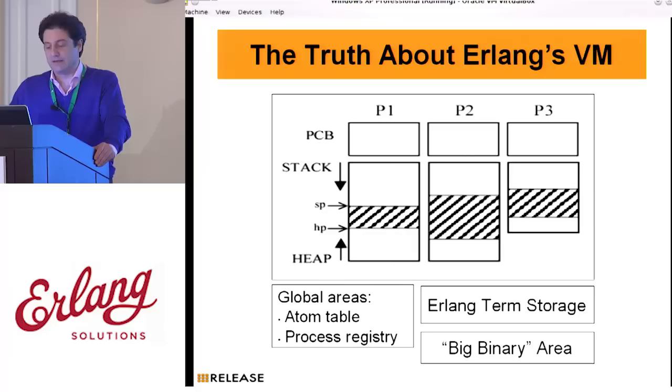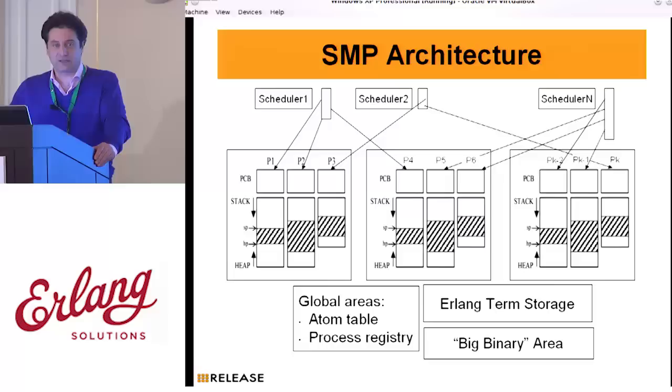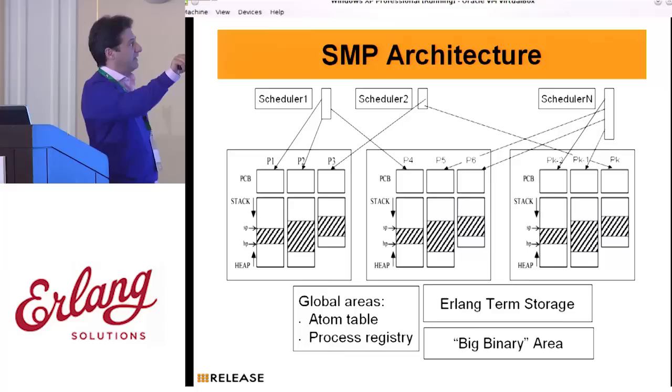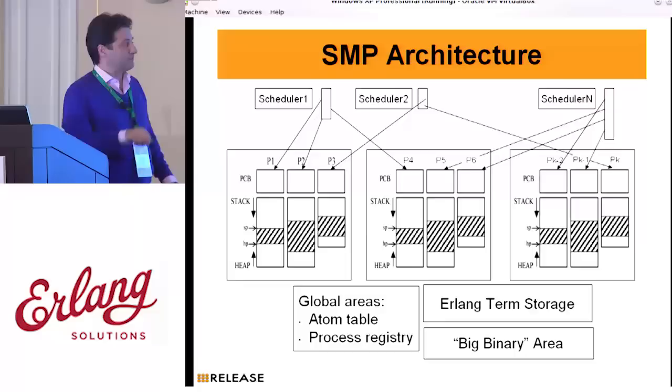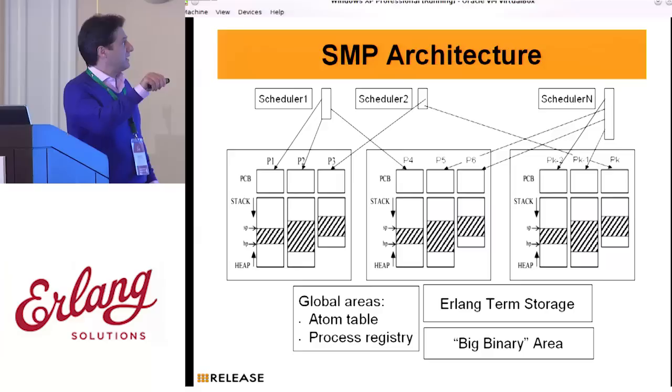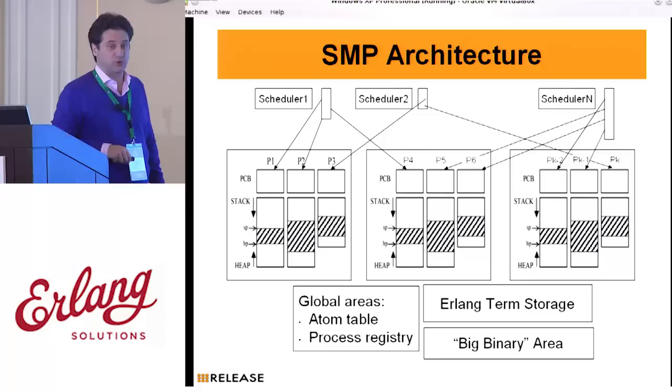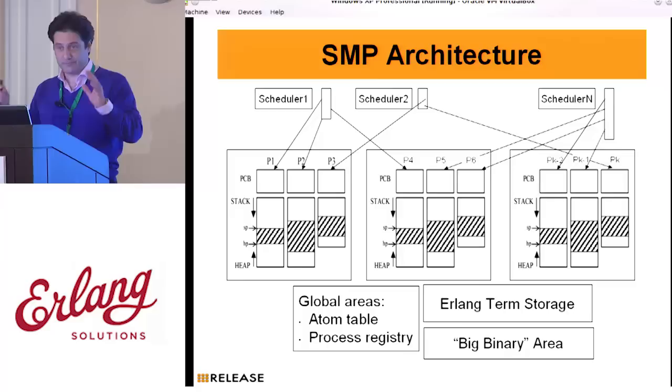What happens these days is that you have a situation that looks like this one. You have a bunch of schedulers, each of them having its own queue and managing a number of processes that might or might not be in the same memory area. And then you have the global space, which is shared between all these processes. And this is what happens in the SMP architecture on a single node, on a single OS process.